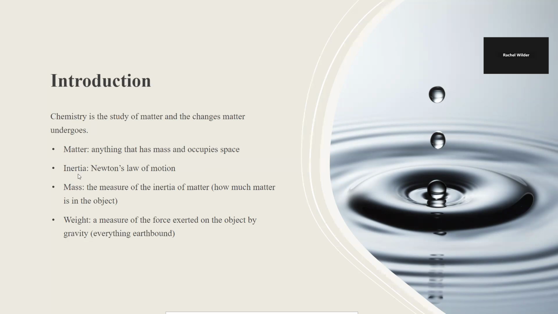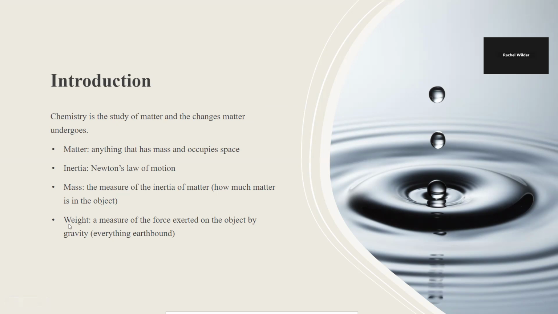Inertia is a term you might want to be familiar with, which comes from Newton's law of motion, because we'll talk about types of energy. Mass is the actual measure of inertia of matter, so how much matter is in the object. This is different than weight. Weight is specific to the measure of force exerted on an object by gravity.